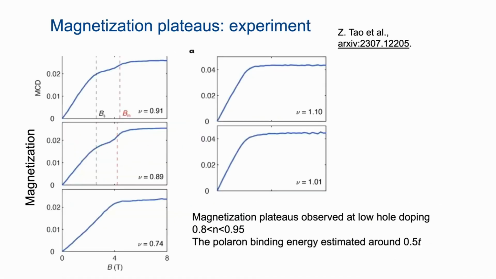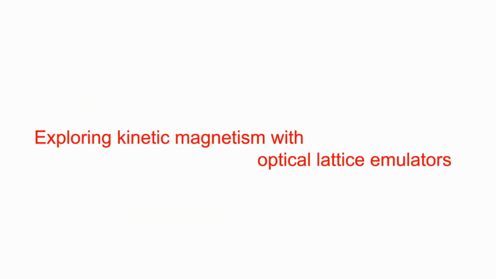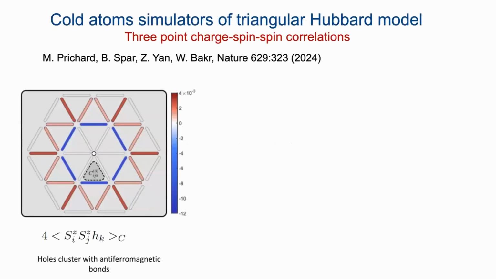And this is exactly what was seen in Cornell's experiments on the hole-doped side. What you can see is magnetization indeed exhibits these plateaus. However, these plateaus disappear on the doublon-doped side. Okay, so can quantum simulators shed some light on this? Well, hopefully we'll hear more from Wasim that they actually used their triangular lattices to really look at this most important correlator for this kinetic magnetism, which is 3-point correlators.